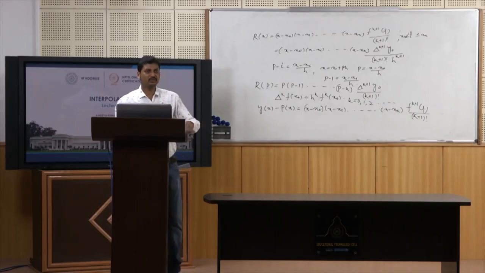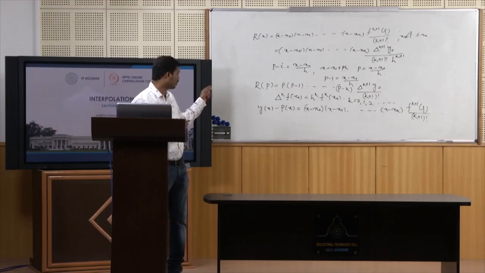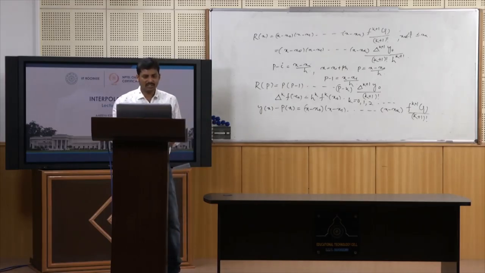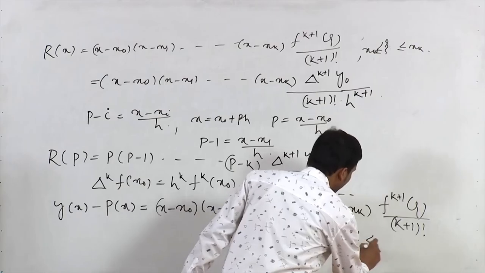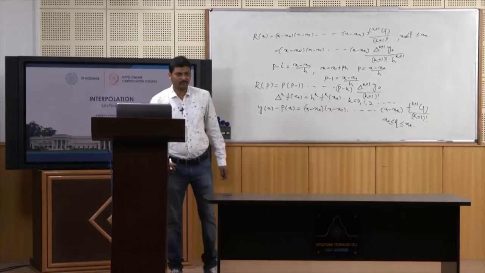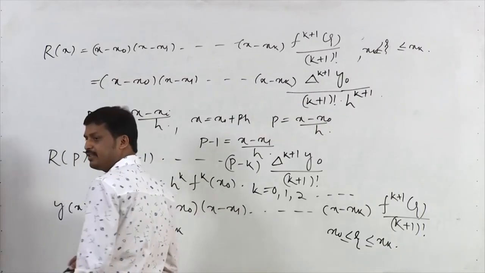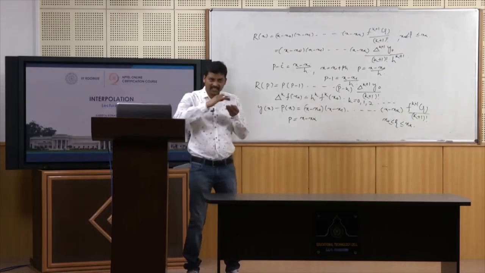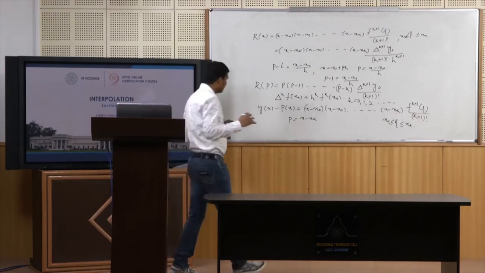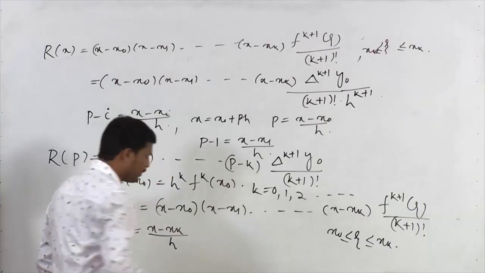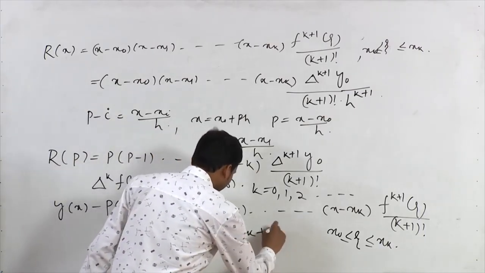And in the product form, as we have expressed in the earlier section, it can be expressed as the product of (x minus xi) f to the power k plus 1 of zeta by k plus 1 factorial, where zeta lies between x0 and xk. And if you substitute here p equals (x minus xk) by h, since we are starting this backward difference formula at the end of the table, the last point is xk. So x equals xk plus ph.